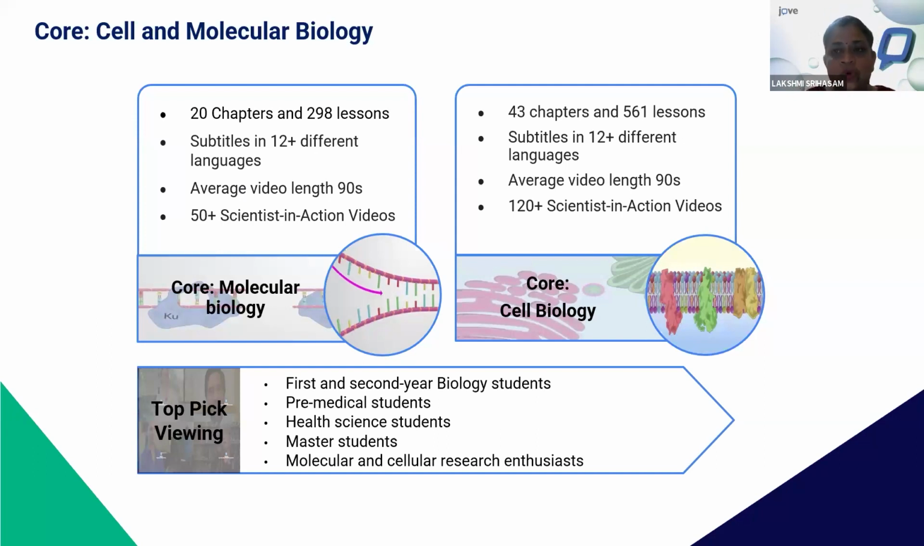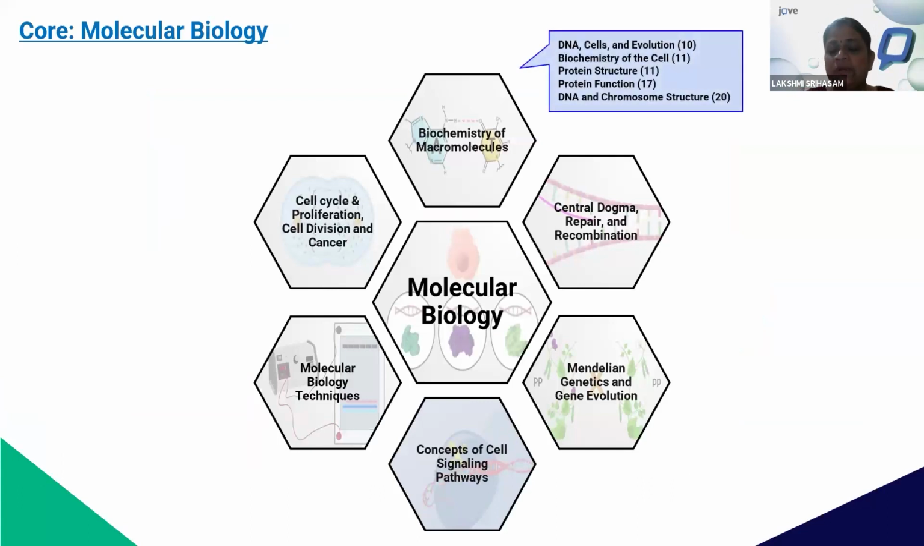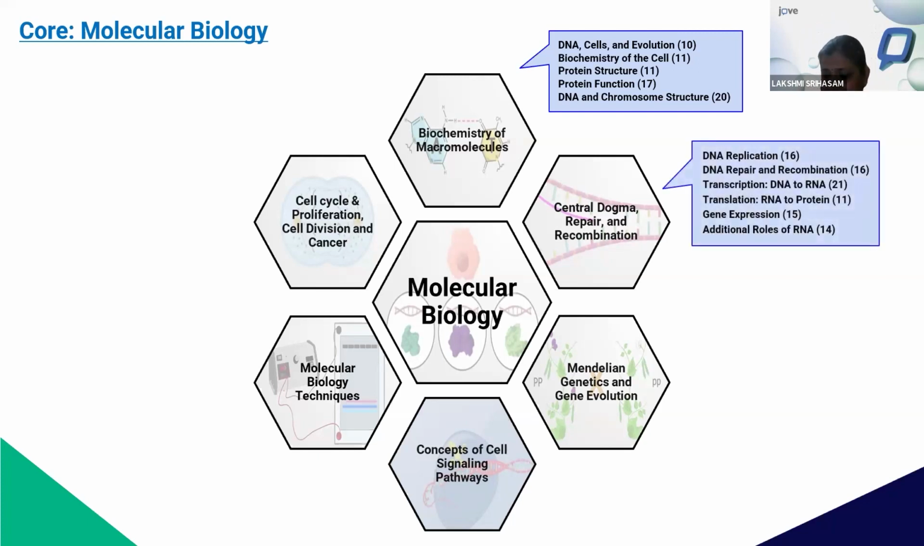Next, let us go to the core molecular biology collection. The 20 lessons that we have, just for the ease of our understanding, I have divided into 6 units. The first one is the biochemistry of macromolecules. The chapters 1 to 5 discuss the biochemistry of the macromolecules. It focuses on the concepts related to biochemistry, the structure of the macromolecules, DNA and proteins. The next is the central dogma and repair and recombination. Here, chapters 6 to 11 are discussing this.